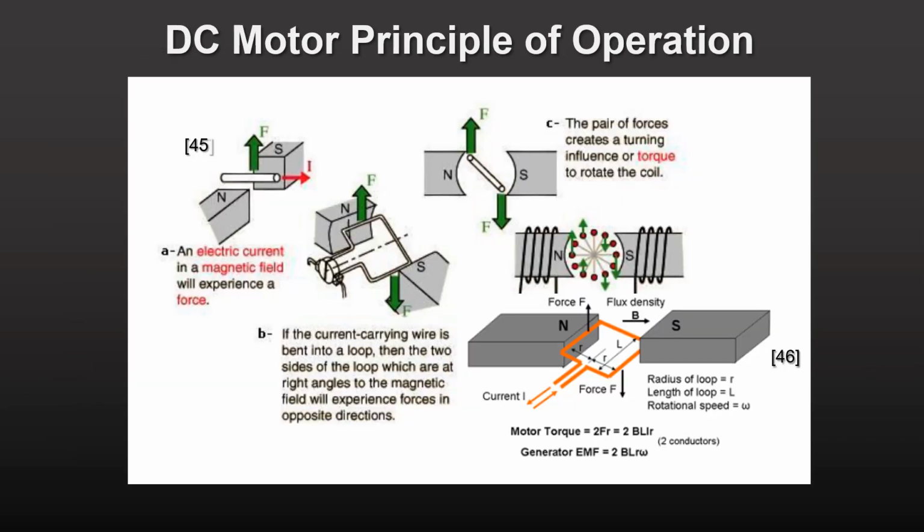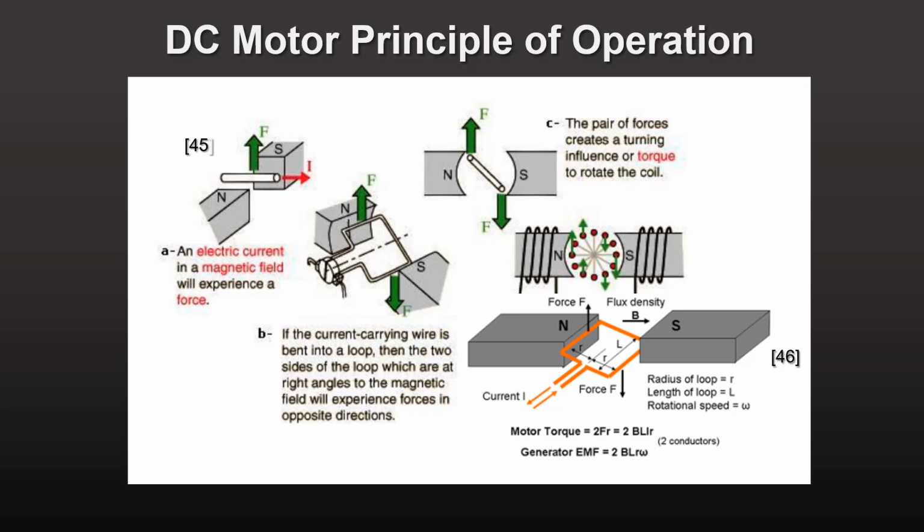Now let's discuss how you apply torque to the rotor by running current through a coil winding bent into a loop. The 2 sides of the loop closest to the north and south poles of the magnet will have forces on them in the opposite direction. These forces create a torque on the coil. The torque T equals 2 times capital F times R. And recall that the force capital F equals B times L times I. So then the torque T equals 2 times B times L times I times R.